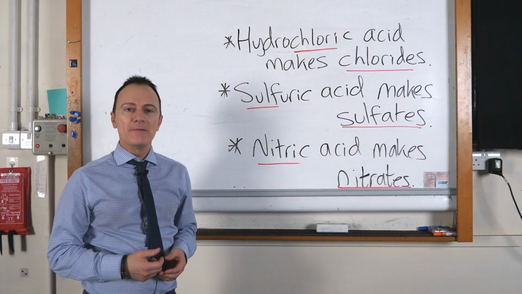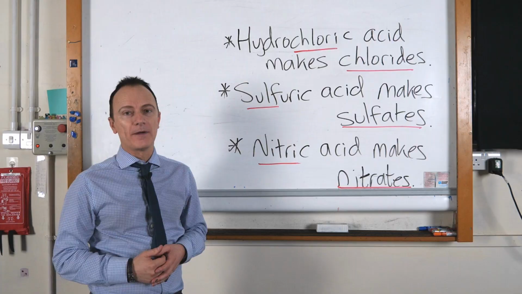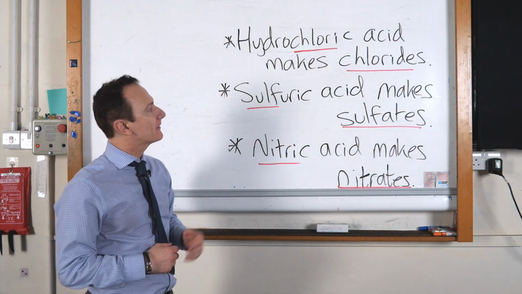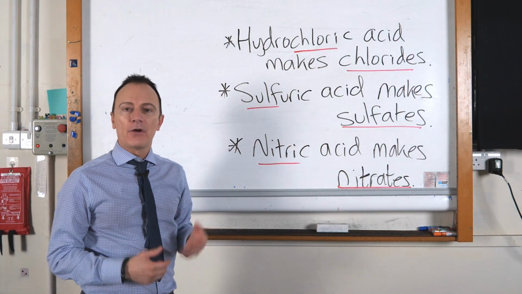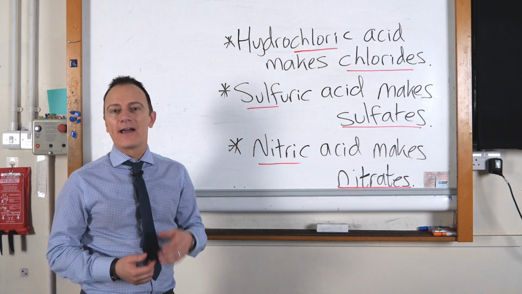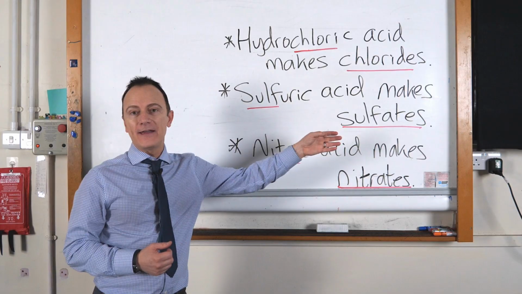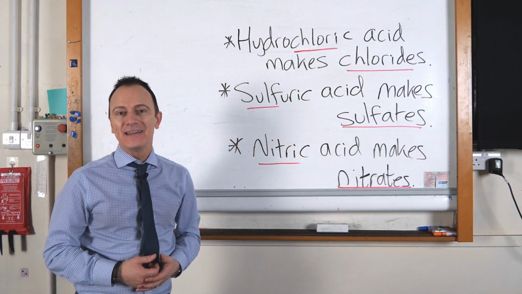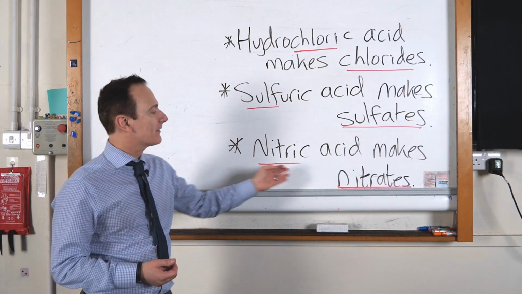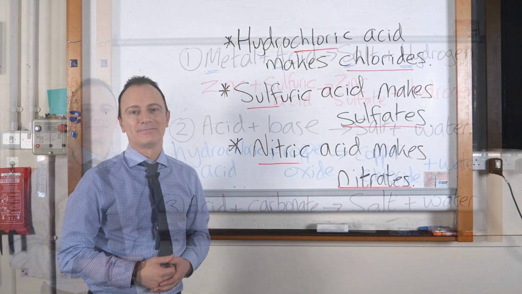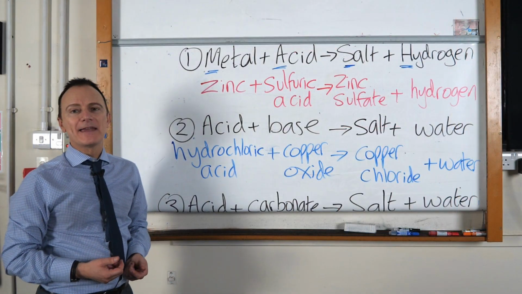The type of salt that you make depends on what acid you start with. For example, hydrochloric acid makes chlorides. So it could make things like sodium chloride or magnesium chloride. Sulfuric acid makes sulfates. So for example, it could make zinc sulfate. Nitric acid makes nitrates.